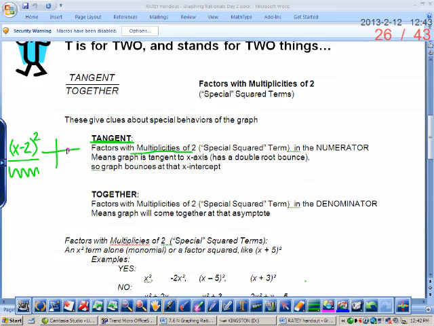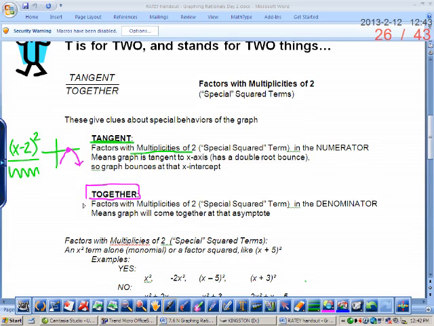At x equals 2, instead of coming up and passing through, your graph is tangent. So it hits at x equals 2 and bounces back down. That's what the tangent means. You hit the x-axis and you bounce down. And that happens when you have a factor with a multiplicity of 2 in the numerator. If you have a factor with a multiplicity of 2 in the denominator, what happens is called together, or togetherness.